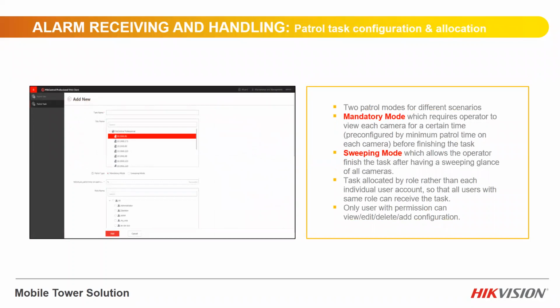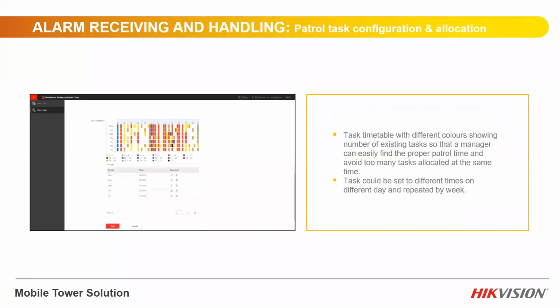Patrol tasks also have different modes available. Mandatory mode requires that an operator dwells on each camera for a configured amount of time before being able to complete the task. Sweeping mode allows for the cameras to be quickly reviewed. When configuring the time frame for a patrol task, a color-coded timetable allows a manager to quickly pinpoint times when other patrols are set to avoid busy periods for the operator.